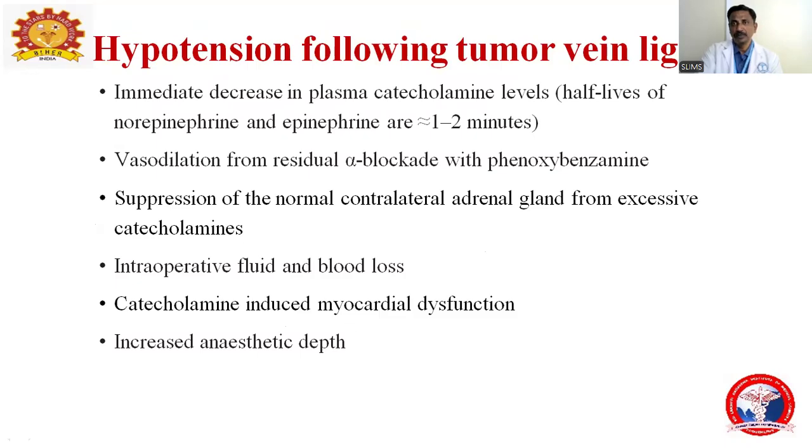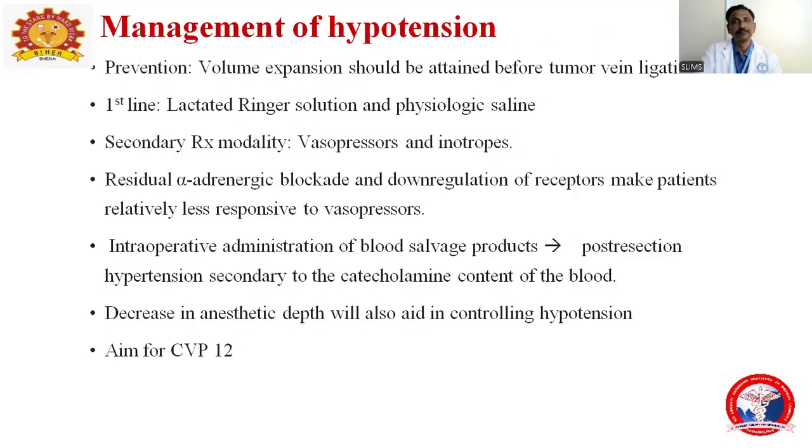Hypotension following tumor vein ligation. Immediate decrease in plasma catecholamine level. Vasodilatation from residual alpha blockade with phenoxybenzamine. Suppression of normal contralateral adrenal gland from excessive catecholamines. Intraoperative fluid and blood loss. Catecholamine-induced myocardial dysfunction and increased anesthetic depth. All of this contributes to hypotension following tumor vein ligation.